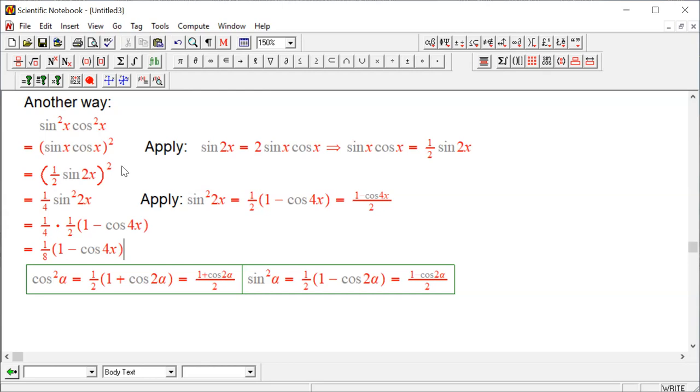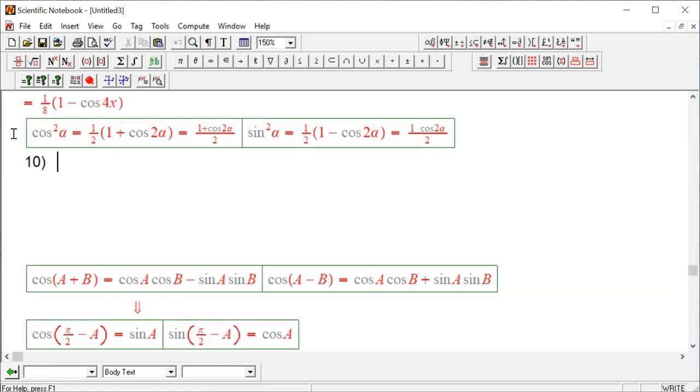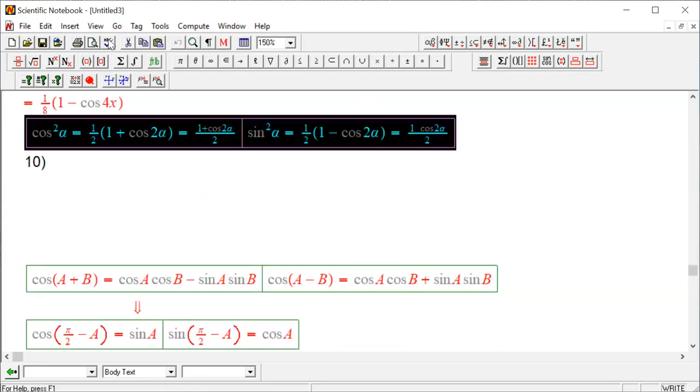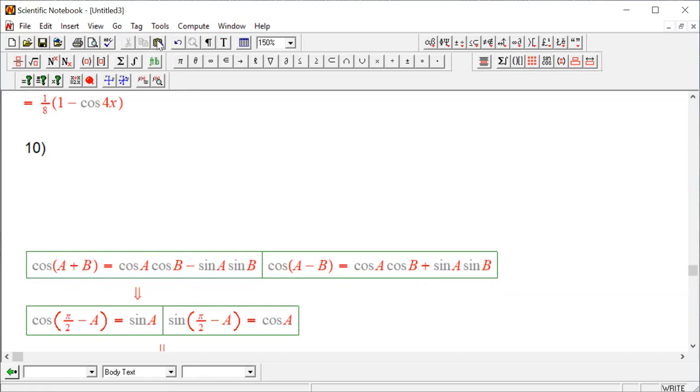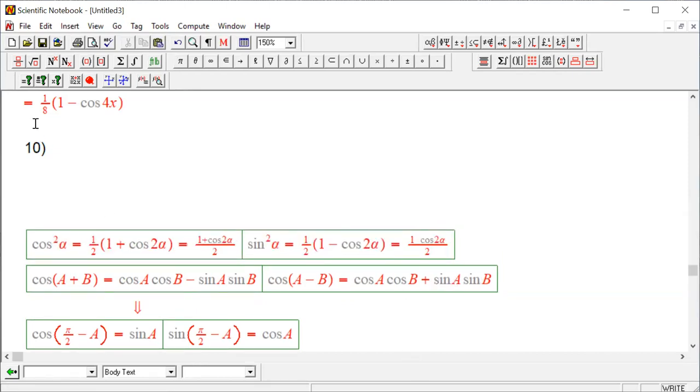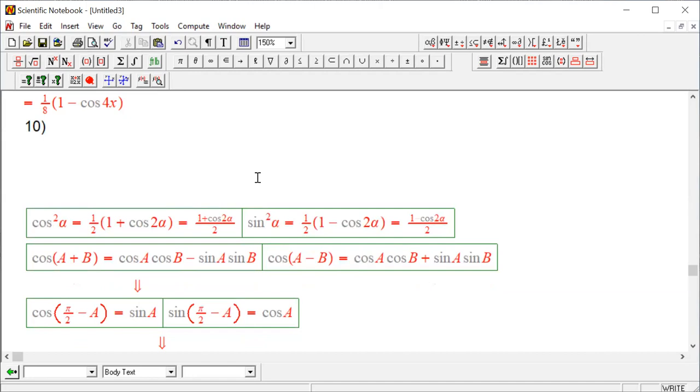Number 10 and number 11. I'm going to do number 10 to show you that we need to employ another formula. There are also multiple ways to do it. In this situation, I'm keeping these formulas here, and I have all the formulas down below. And you have the diagram. Of course, I have the diagram too.